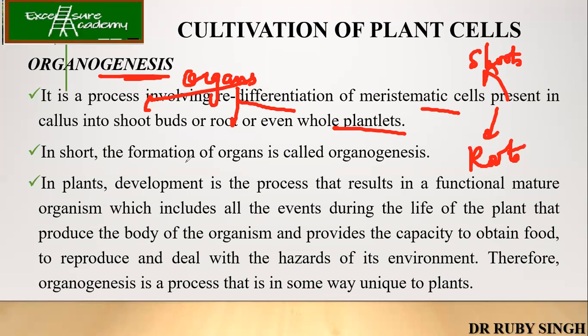Now, in plants, development is the process that results in a functional mature organism, which will include all the events during the life of the plant that produce the body of the organism. In short, they're just talking about the development of the plant having all the shoots and roots. And it provides the capacity to obtain food, to reproduce and to deal with hazards of its environment. So everything is included in the development process. Therefore, organogenesis is a process that is in some way unique to plants.